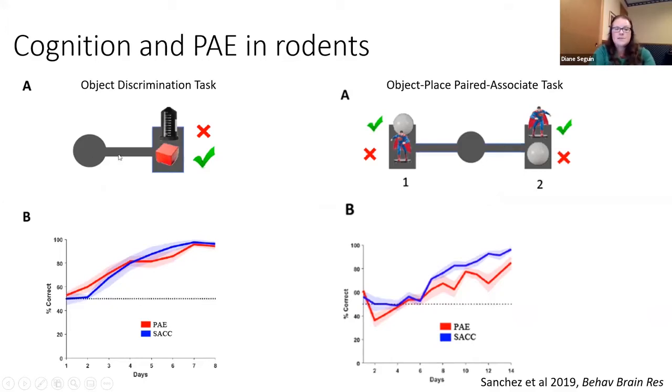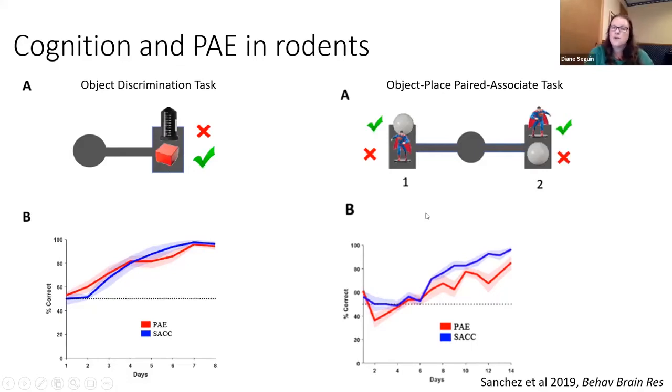This happens multiple times a day, and then we look at the trajectory of the correct responses. The dotted line here represents chance, with red being our alcohol-exposed rats and blue being the control. They both show that they're learning this discrimination task. So they can differentiate between the two objects, and then they learn which one gets rewarded or not, and they're performing at very high levels.